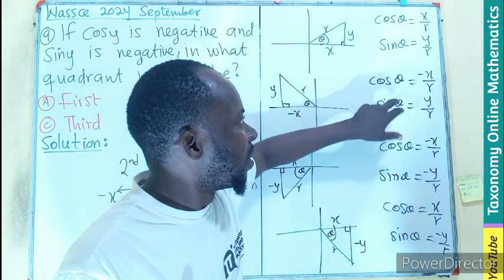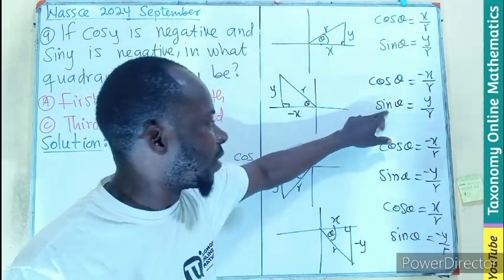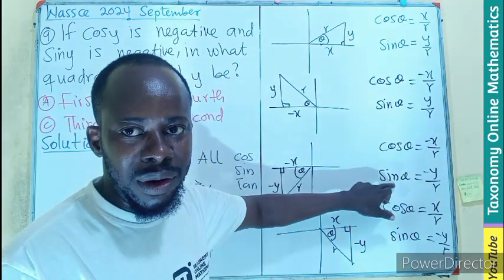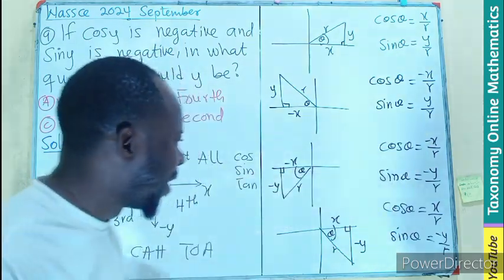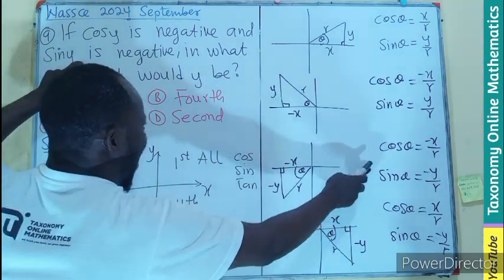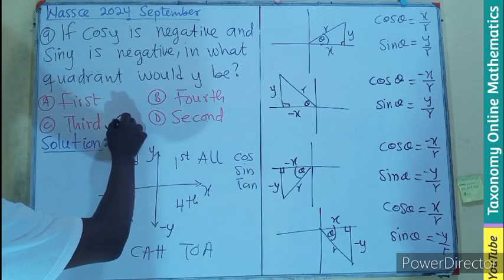Second quadrant, cos will be negative, sine will be positive. We are not looking for that. In the third quadrant, both the cos and the sine are negative. So it means that the y we are looking for will be in the third quadrant. So this is where our solution is going to be.